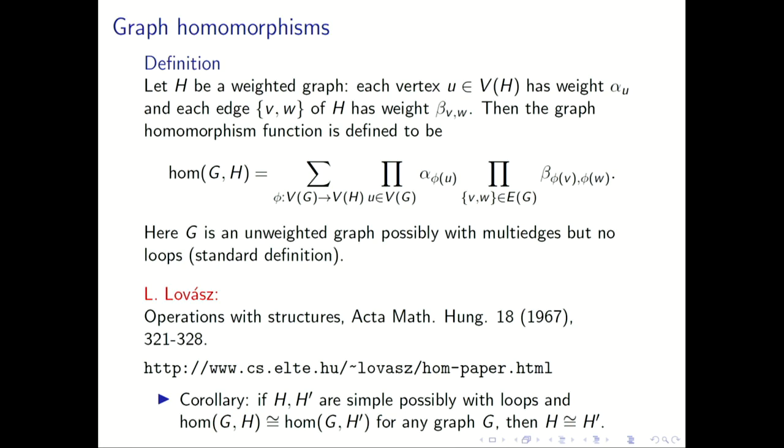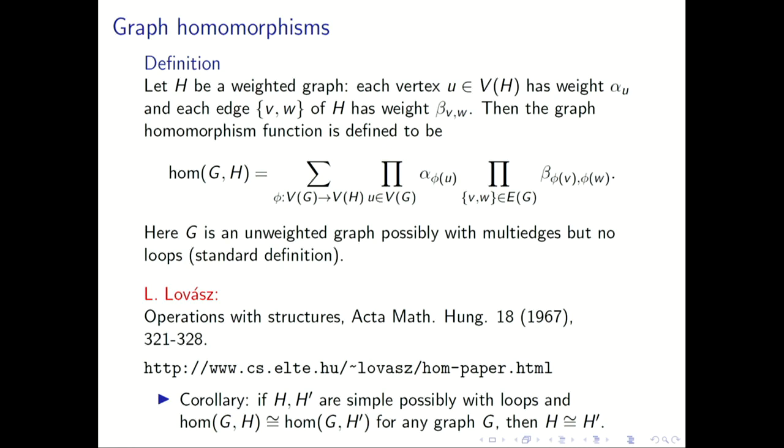Notice if the vertex weights alphas are 1 and the edge weights betas are 0, 1, then the sum hom counts the number of maps that map edges of G to edges of H. Now this definition is called the unweighted case. The left-hand side graph G can have multiple edges but no loops. This function hom is called the partition function of graph homomorphism.